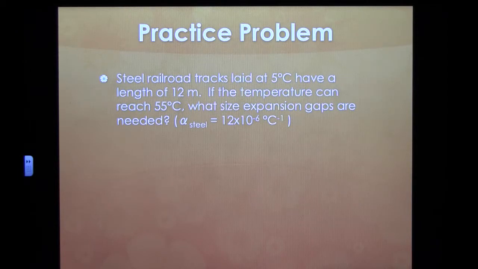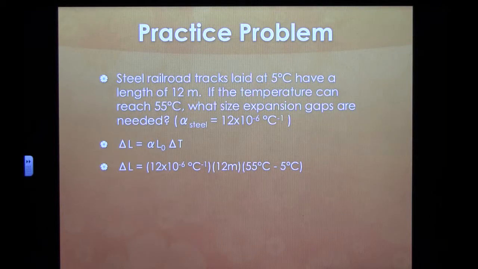To calculate the change in length, we use delta L equals alpha L naught delta T. Plugging into the equation the coefficient value for alpha, the initial length value, L naught, which is 12 meters, and the change in temperature, which is the final temperature minus the initial temperature, or 55 degrees Celsius minus 5 degrees Celsius, we get a value of 0.0072 meters. So this is the size of the expansion gap needed to allow the steel railroad tracks to actually expand.